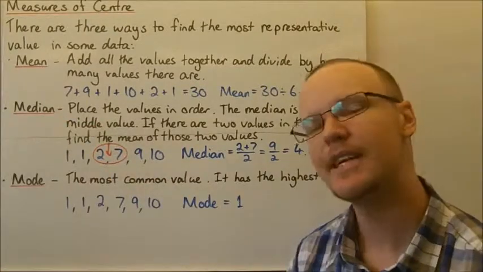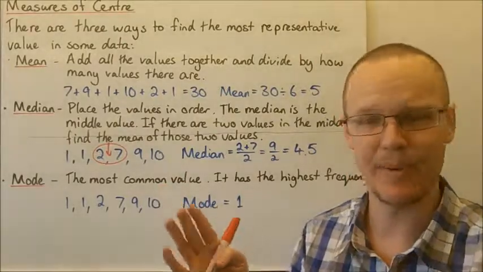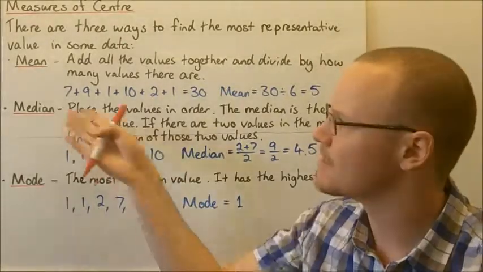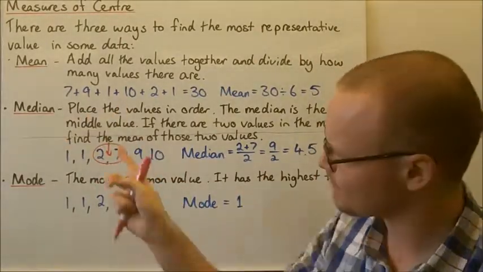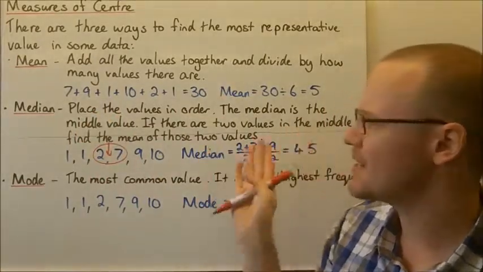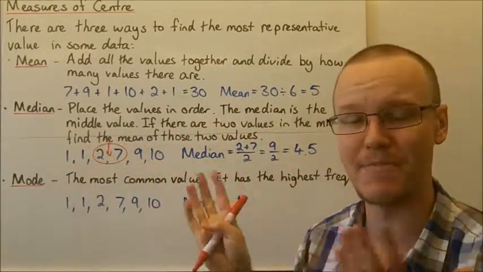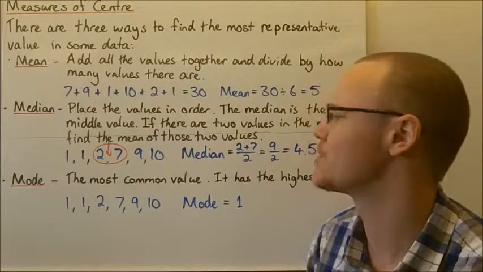Looking at a median, you might know the median strip, it's like the middle. The median is the middle number. So all we need to do is place all of the values in order, and the median is the middle value. If there are 2 values in the middle, then we just find the mean of those, so we find what's exactly in between those 2.